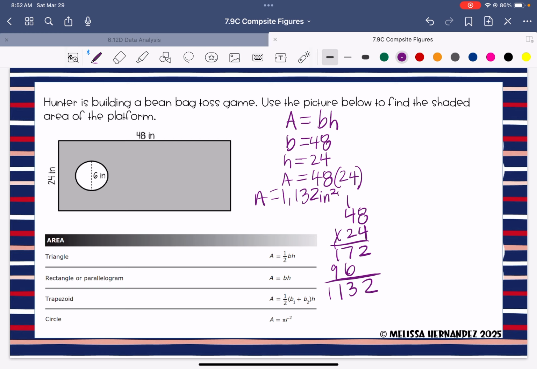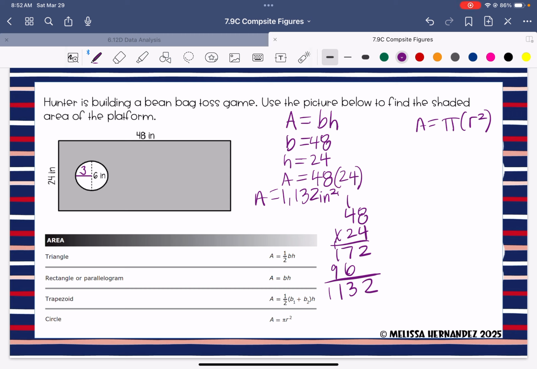Now, what did they give us? That's the diameter. We actually need the radius. So I always like students to label both. Okay, so now I'm going to write down the formula. If you notice down here, the circle is area equals pi times radius squared.